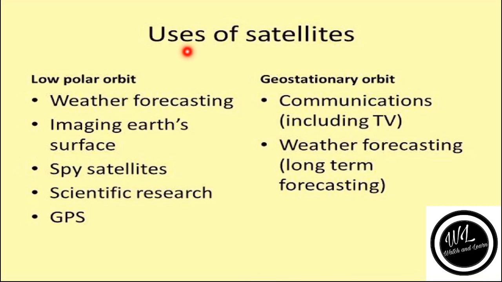Next are the uses of satellites. So what are the uses of satellites? We have several uses. Firstly, we use satellites for weather forecasting and imaging the Earth's surface. We also use satellites as spy satellites. Next, for scientific research or to perform experiments in space. Next we have GPS, which is also known as Global Positioning System. Geostationary orbits are used by geostationary satellites, which are used for communication purposes.